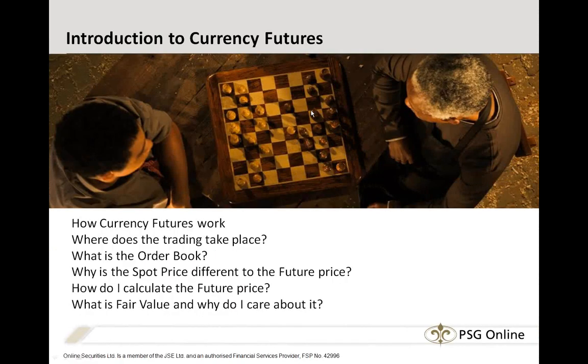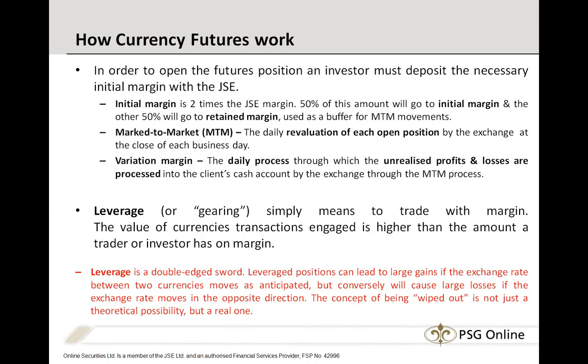And let's talk more about how these things work and how the actual trading takes place. Before you can even consider currency futures, obviously you need to open up a currency futures account. You need to understand that there's an initial margin requirement, as I say, 2 times the JSE margin. The JSE might stipulate that in rand terms, say for example 340 rand. So obviously you need to put on double that, so that would be 680. So 50% of that amount goes to initial margin. That's the initial margin to open up the contract.